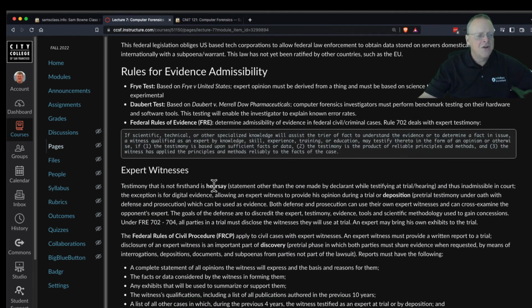Anyway, so evidence admissibility. There's the Frye test that says you must use science that is demonstrable and not experimental, and that's why things like hypnosis are not admissible in court, and lie detector tests and things like that. They have not been determined to be sufficiently scientific and proven. Here's the Daubert test that says you have to test your tools and make sure they have benchmarks showing that they're working properly and have acceptable error rates. And there are federal rules of evidence.